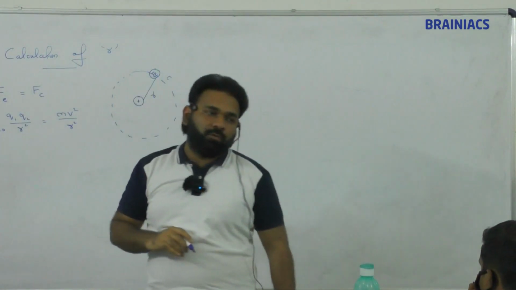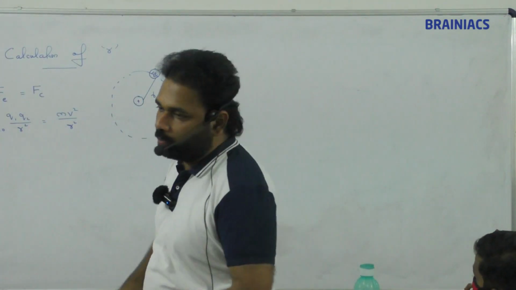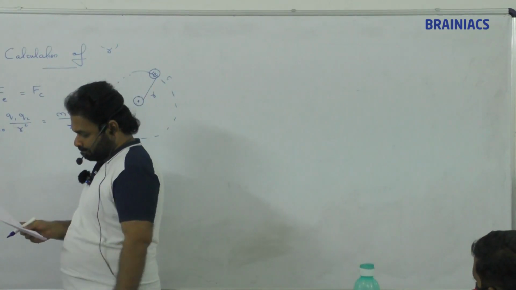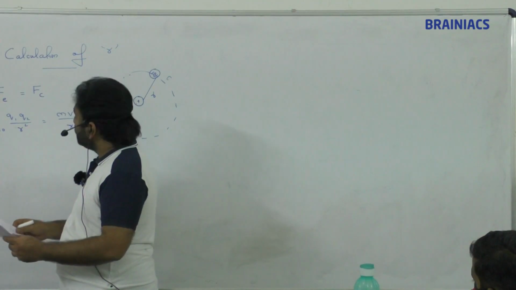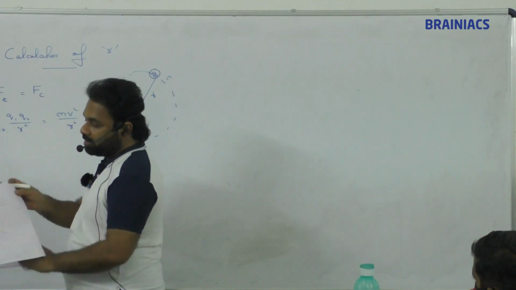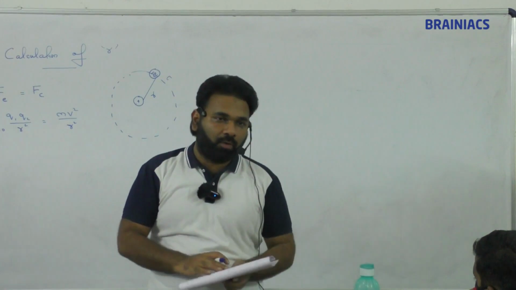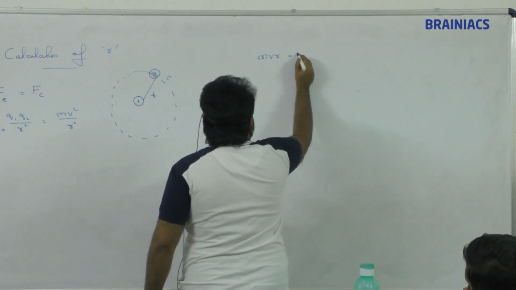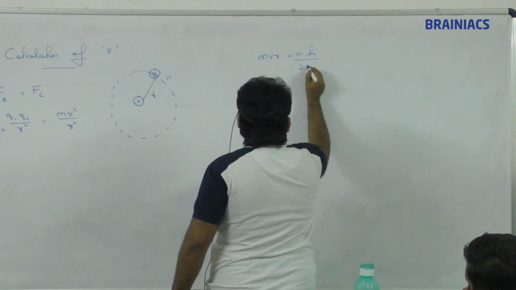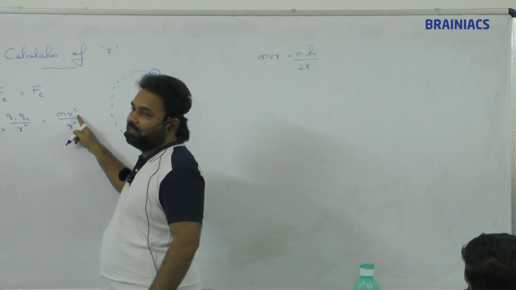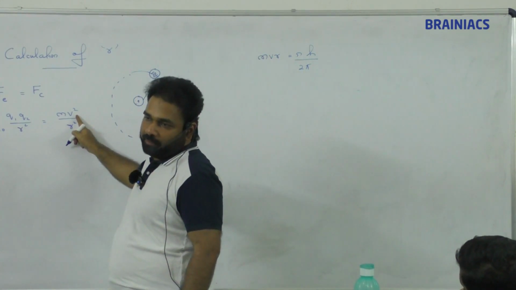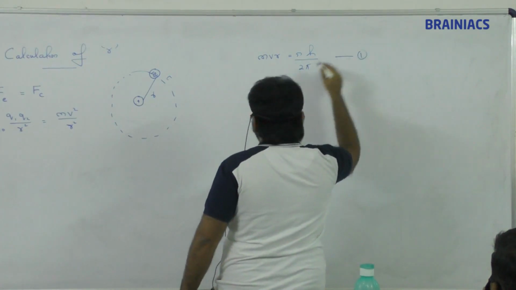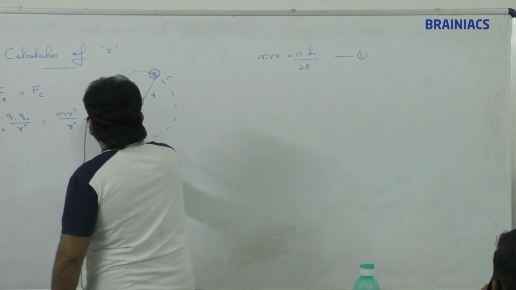Another formula is there also, no? mvr is equal to nh by 2 pi. So that we will square. So this is one equation. Another equation is mvr equal to nh by 2 pi. Why are we doing this? We don't want this v here; v will become a variable. This was equation 1. We can call this equation 2.